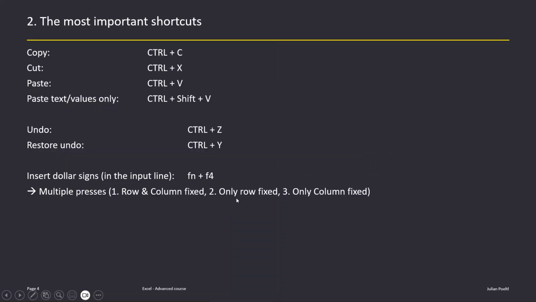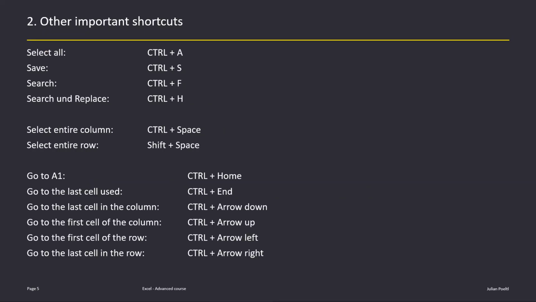So the most important shortcuts we covered here in the basic course. So this is only a second showing of this slide. So cut, copy, paste values and text only, undo, restore, undo, and insert the dollar sign. You know those shortcuts so far. And there are also a lot of other important shortcuts.